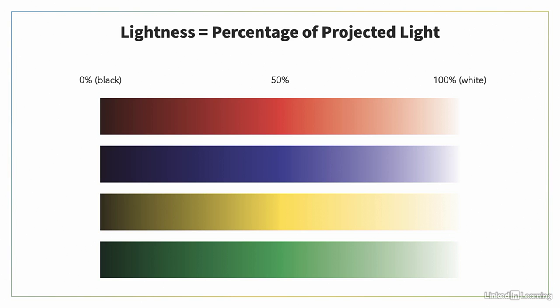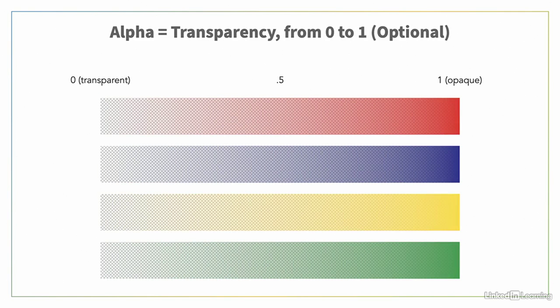50% is just in the middle, and 100% gives you full brightness, meaning the light is so bright that it's blacking out or it's whiting out everything, and you get full white. So again, if you want full white, you can just set any color to 100% L, and then you get full white. The final value, the optional A for transparency or alpha, is a value between 0 and 1.